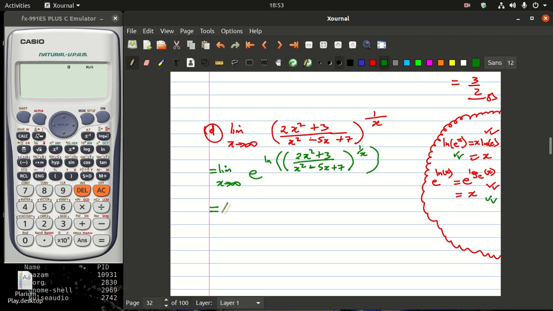close here. And another thing you have to notice, that whenever you have a ln here, a ln or any log function, as long as here you have a log or ln, you can always take this down in front. The exponent can always be brought in front or just outside of the ln. So this is going to be the limit as x approaches infinity of e raised to 1 over x, and then times ln of 2x squared plus 3 all over x squared minus 5x plus 7.